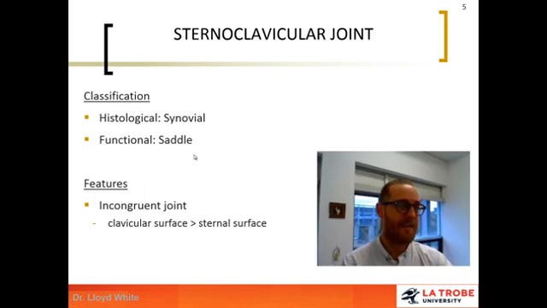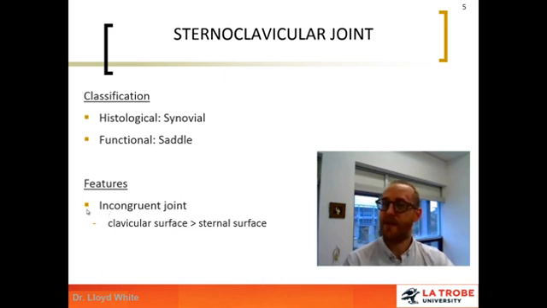So in terms of classification, the sternoclavicular joint is synovial, and functionally its type is saddle. So we can have movement across 3 different planes occurring at the sternoclavicular joint. Now, it's important to note that the sternoclavicular joint is very incongruent. This means that one articular surface of the joint is much larger than the other articular surface of the joint. In the sternoclavicular joint we have a small articular surface on the sternum and a very large articular surface on the medial end of the clavicle.